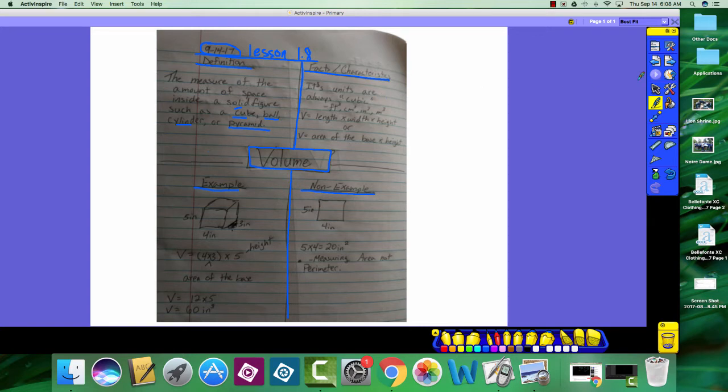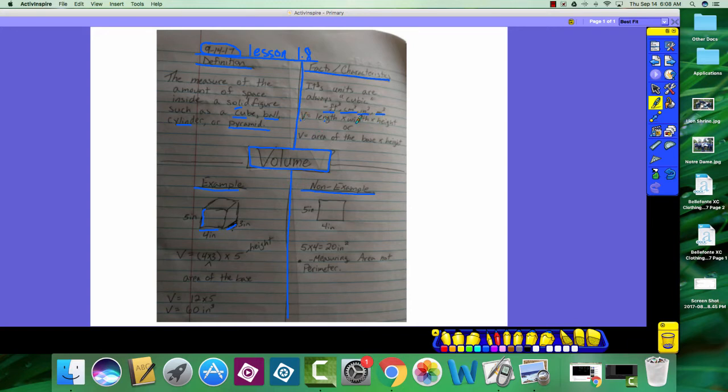So what are some characteristics of volume? Some facts and characteristics about it. Well, its units are always cubic. Remember, we have 3 dimensions. If you look at my example down here, I have length, I have width, and I have thickness or height. So I have 3 dimensions. That's why we measure them in cubic units. Some examples could be feet cubed, centimeters cubed, inches cubed, or meters cubed.